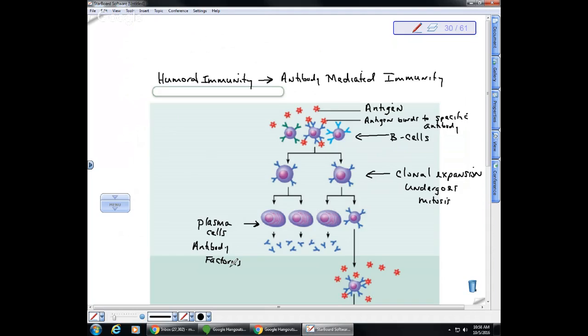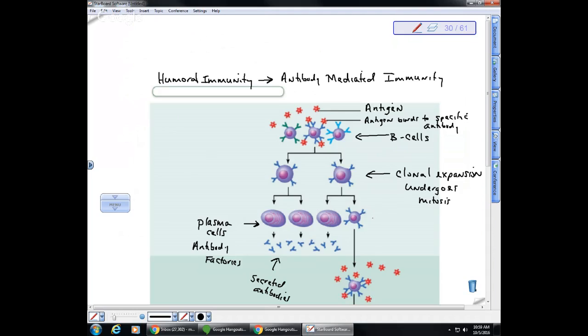And so the reason why they're drawn with lots of rough endoplasmic reticulum is because that is where proteins that are going to be secreted by the cell are produced, right? So here, these are antibodies that are secreted. So you would have secreted antibodies. Okay, those are secreted antibodies, okay?